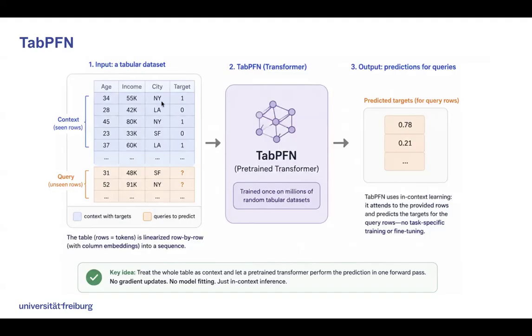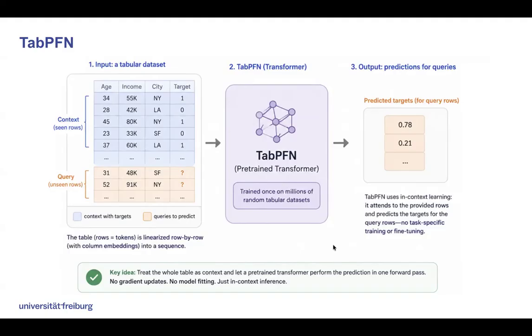To be exact, we have the X-train and Y-train, so the training part, as well as X-test, the features of the test data points, as input. That's essentially the prompt. Then we give this to our model, where we don't change any weights. It just does a single forward pass, and this will give us the predictions for Y-test.